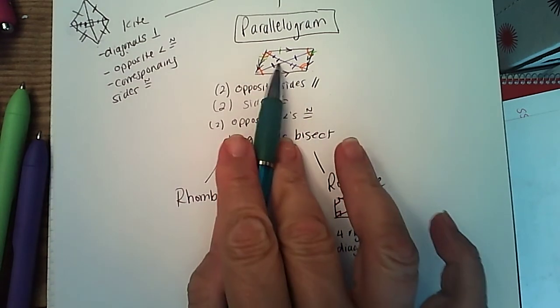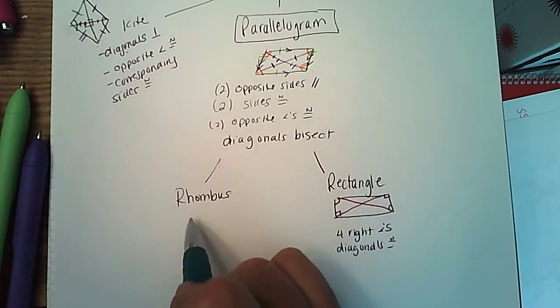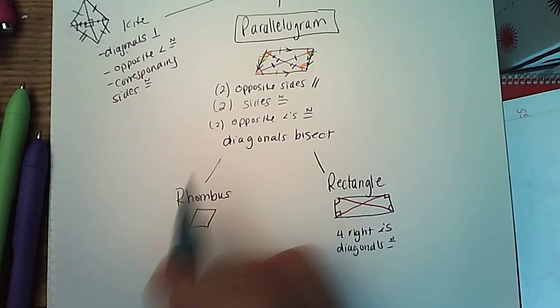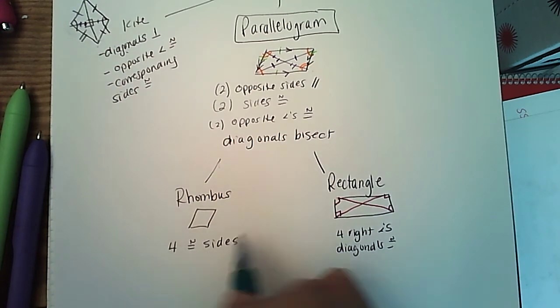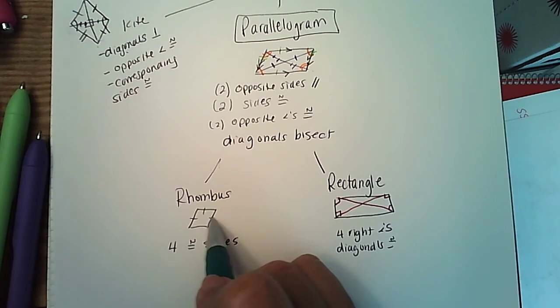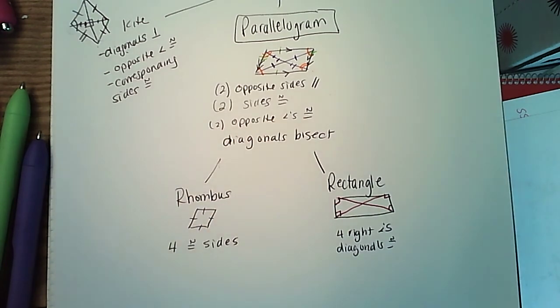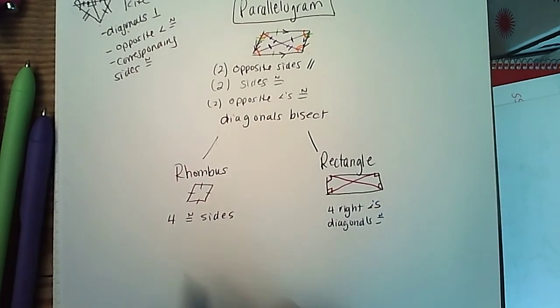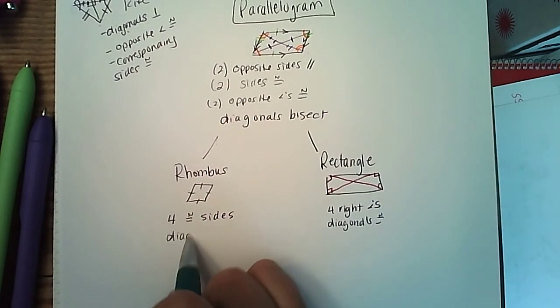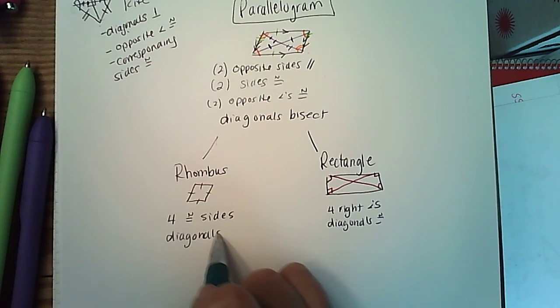Our rhombus is a parallelogram, and the only thing unique about our rhombus is it has 4 congruent sides. Well, not the only thing unique. 4 congruent sides, so all these sides are congruent. It's like a little mini parallelogram. But because those 4 sides are congruent, the diagonals now are perpendicular.